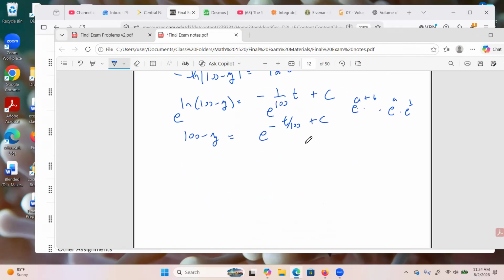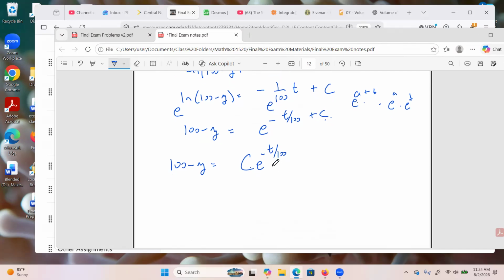So that's what we're going to do with that c. We're going to say we have 100 minus y is equal to c e to the negative t over 100. That's what's going to happen with our constant. This is a step you're going to take more often than you can think in differential equations. So it's one of those things where it's like, what happened to the c? We use the rule of exponents to put it on the baseline rather than keeping it in the exponential.